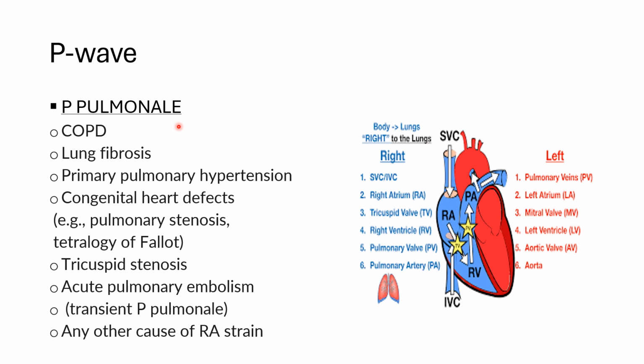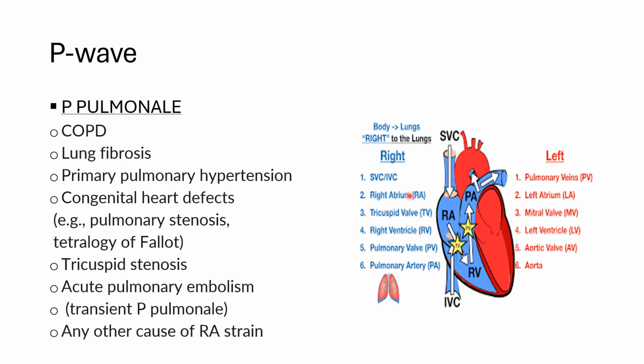Causes of P pulmonale. The main pathophysiology behind P pulmonale ECG findings is right atrial enlargement. Right atrial enlargement is mainly due to pulmonary arterial hypertension, which in turn causes right ventricular enlargement and right atrial enlargement, or it can be due to pulmonary valve stenosis, which leads to enlargement of right side of heart, or tricuspid stenosis, which leads to isolated right atrial enlargement, COPD, lung fibrosis, primary pulmonary hypertension.